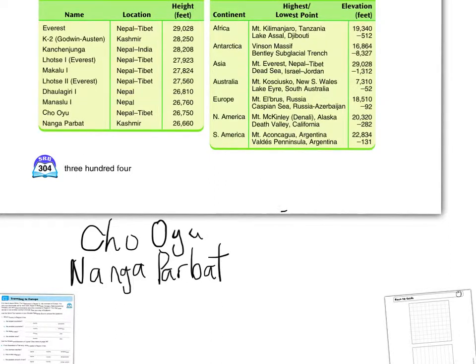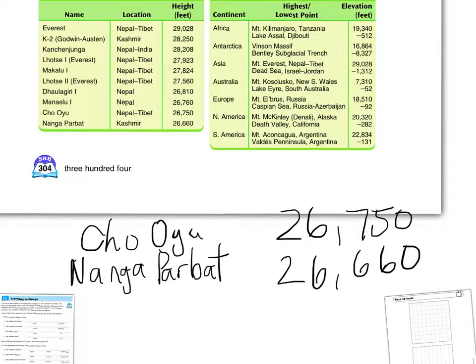Alright, so the Cho Oyu, and I don't even know if that's pronounced right, but that's okay, is 26,750 feet. The Nanga Parbat is 26,660 feet. So if you were to compare the two, you would say that they both have 2 in the 10,000ths place, the first digit. As long as they're lined up properly, that's the most important thing. They each are lined up at the 1s over here. Those are all lined up, so then everything to the left will fall into place as long as you line them up. But they each have 2 in the 10,000ths place.